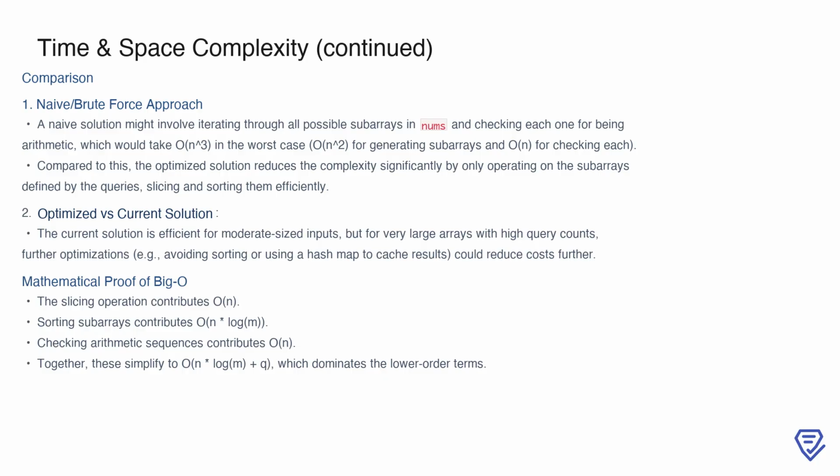Mathematically, the dominant term in the time complexity comes from slicing, sorting, and checking arithmetic sequences, combining to N log M plus Q. This clear breakdown demonstrates the significant improvement over naive methods and highlights the efficiency of the approach.